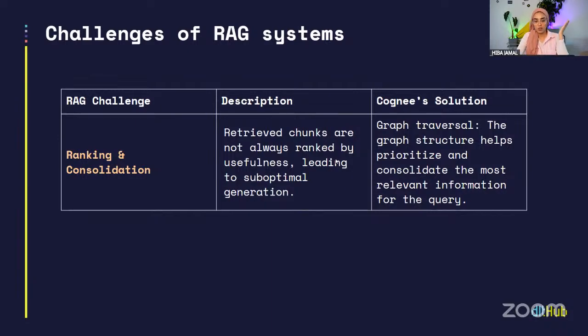So again, retrieval chunks are not always ranked by usefulness, which is where Cognee comes in because it is semantically enriched. And the graph structure helps prioritize the most relevant information for the query. So it's not just depending on cosine similarity scores. I think I've mentioned cosine similarity a lot of times, but I'll keep doing it because it's an easy example to imagine when we're talking about RAG systems or just similarity scores.